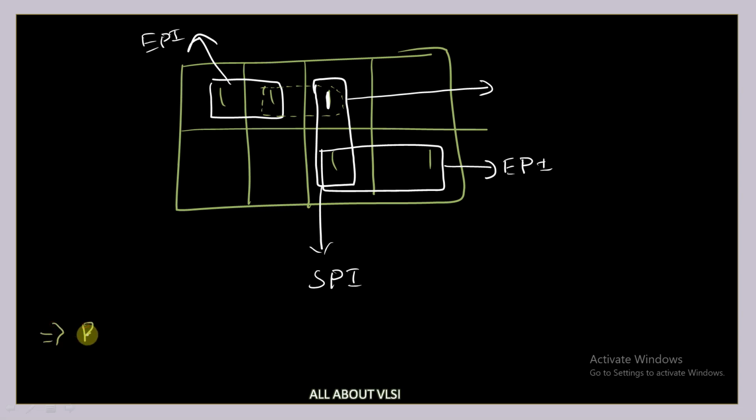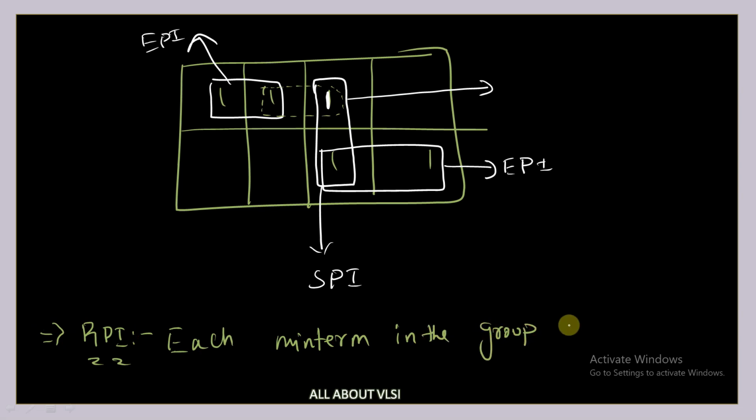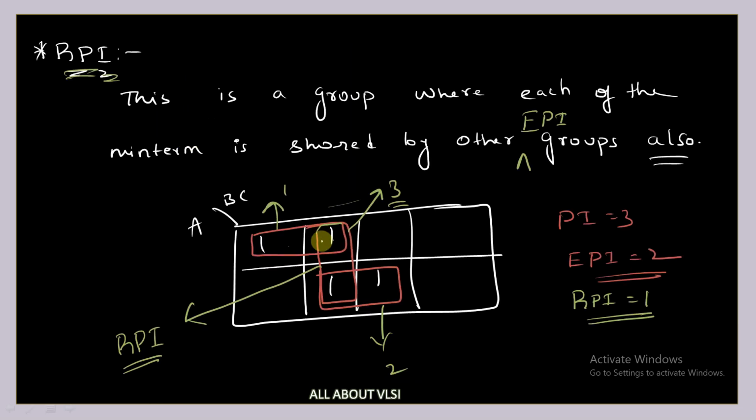So coming to the RPA definition, RPA is nothing but each minterm in the group is shared by other EPA groups. Okay. So in the previous example, when we were discussing RPA, the red line which we are seeing was an EPA, and the below one is an EPA. And why are we saying this group is an RPA? Because this minterm is shared by one EPA, and this minterm is shared by another EPA. So that's why it is becoming an RPA.